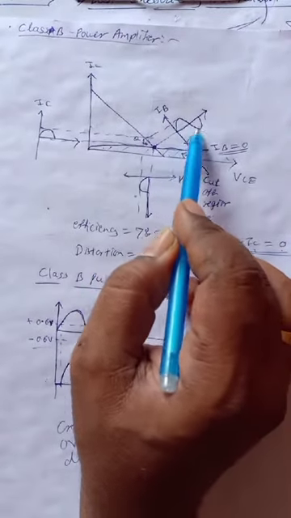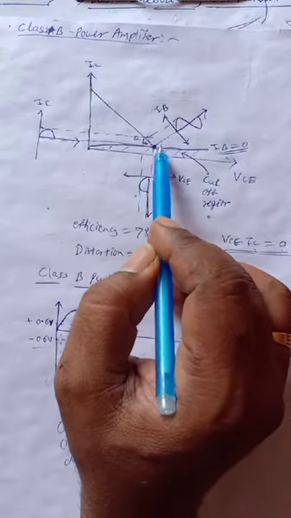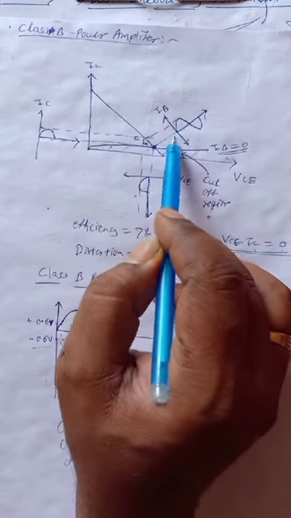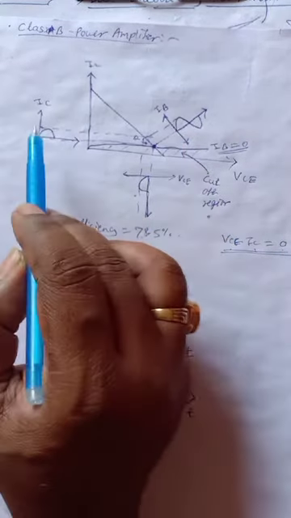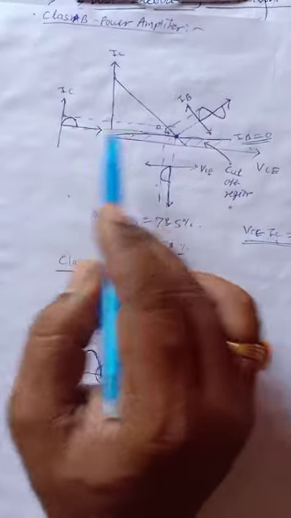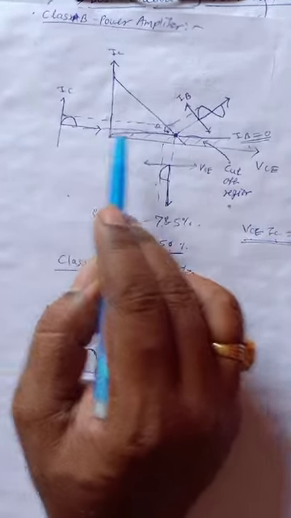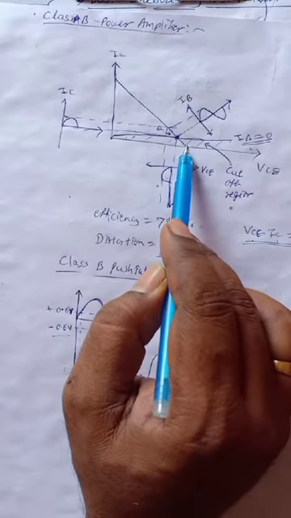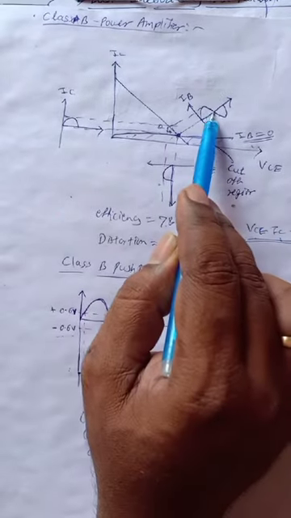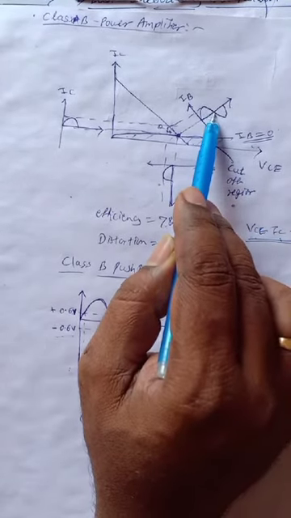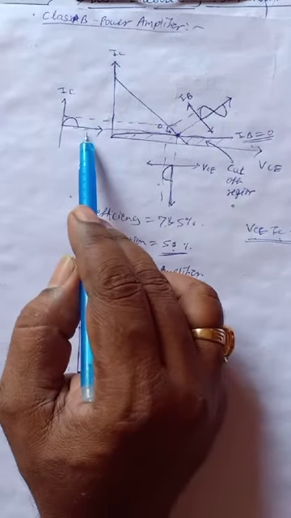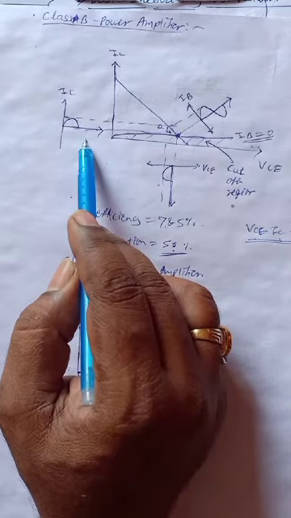But when we apply input signal, the Q point enters into the active region for the positive half cycle, so that we get only positive half cycle amplification. There is no amplification at the negative half cycle, because the Q point enters into the cutoff region when the negative input signal is applied. When the negative half cycle is applied, the Q point enters into the cutoff region, and there is no amplification.